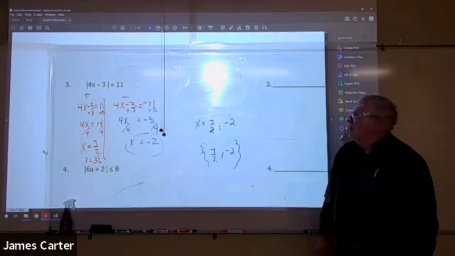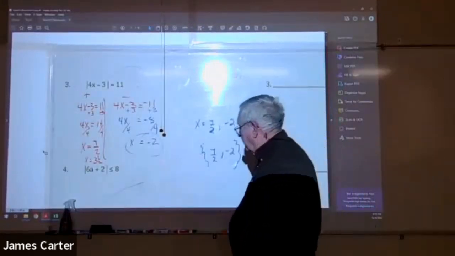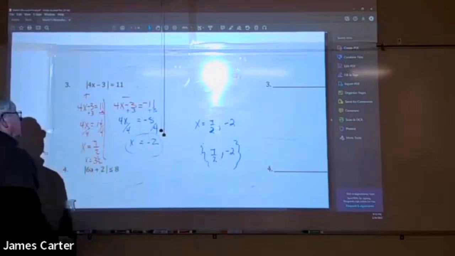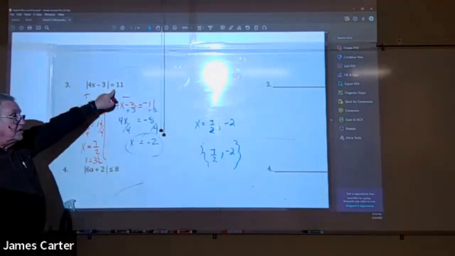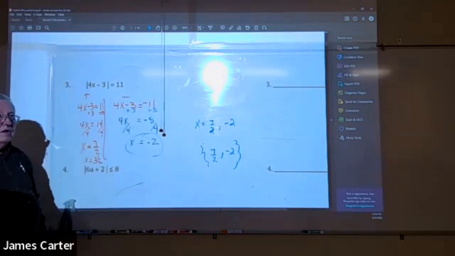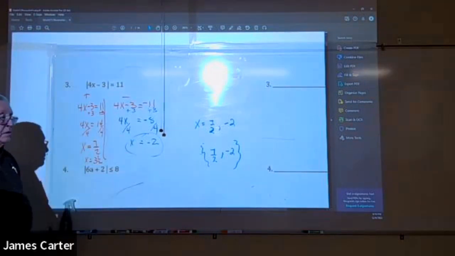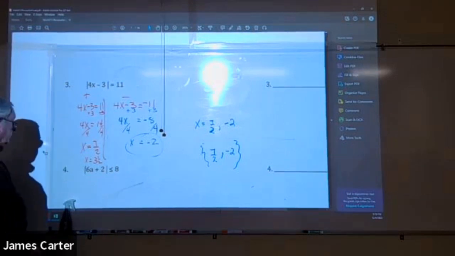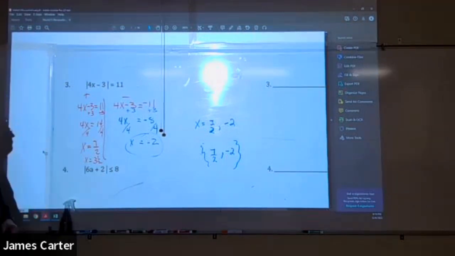Okay. This is an equal, so these are specified points, not a range, like if you have less than or greater than. Yeah, like the problem below it.